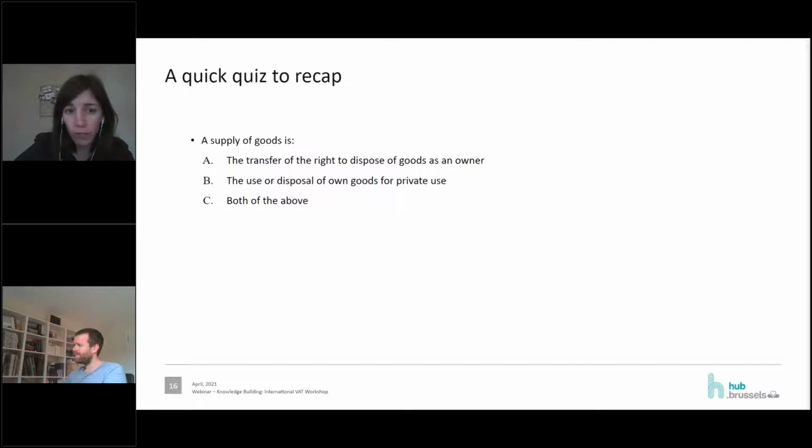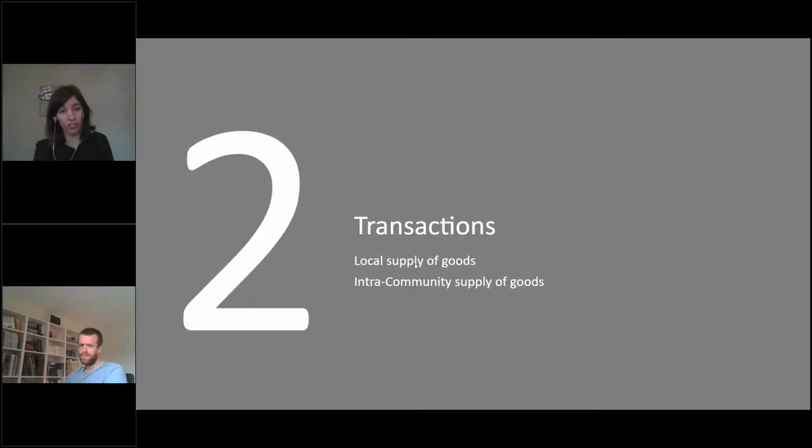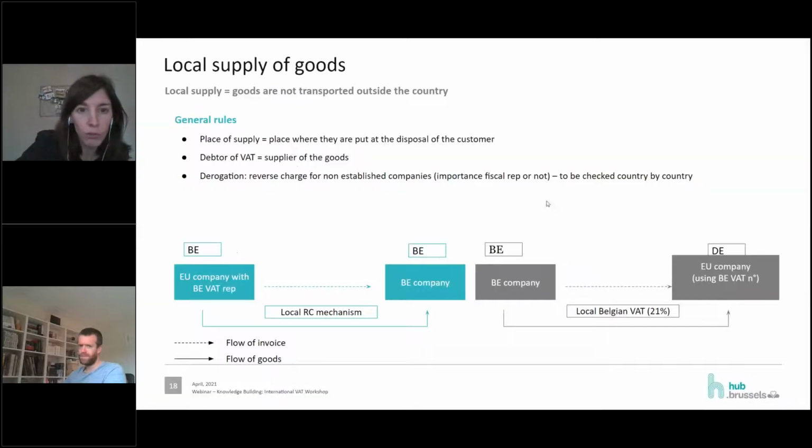Okay, let's move on then with the different type of transaction, different type of supply of goods. Maybe briefly on the local supply of goods. Local supply of goods is simply a supply of goods where the goods are not transported outside the country, so in our case, Belgium. What is the place of supply? Well, this is the place where they are put at the disposal of the customer, so basically Belgium.